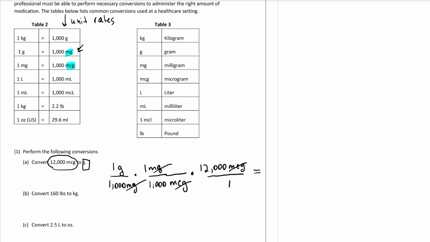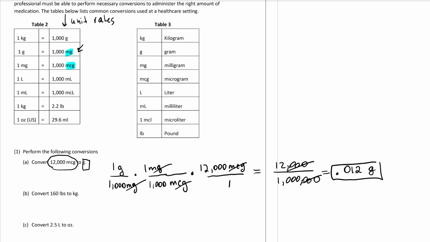So then we multiply across. We get 12,000 over 1 million. All right, so then we cancel. So it becomes 12 divided by 1,000, which is 12 thousandths of a gram. All right, so that's one way to do it using unit analysis. That might look complicated to do.